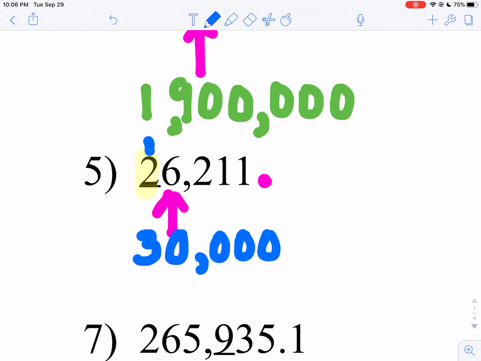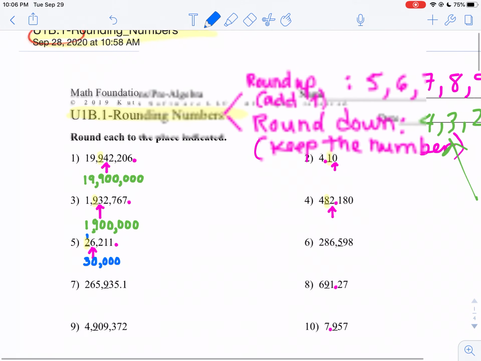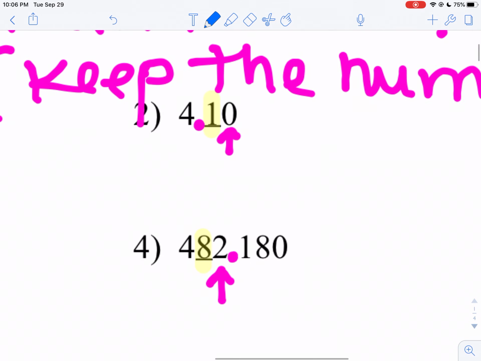So we round up because 6, 7, 8, 9, or 5 or above, you round up, you add 1 to the underlying number. If it's 4, 3, 2, 1, 0, you keep the number, okay? You round it down. All right, let's go to number 2.